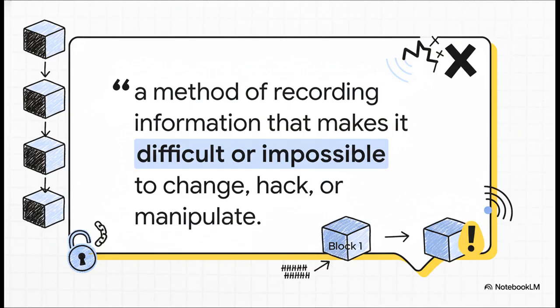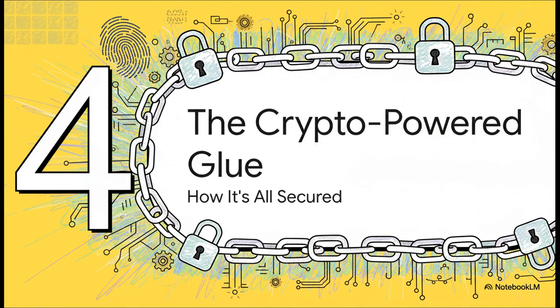If you tried to tamper with a transaction in an earlier block, its digital fingerprint would change, which would instantly break the chain. The whole network would see it, making any fraud stick out like a sore thumb. So you might be wondering, what makes this chain so incredibly strong? Well, the magic ingredient is something called cryptography. It's the powerful, invisible glue that holds this entire system together.